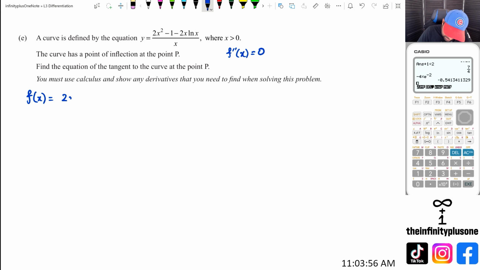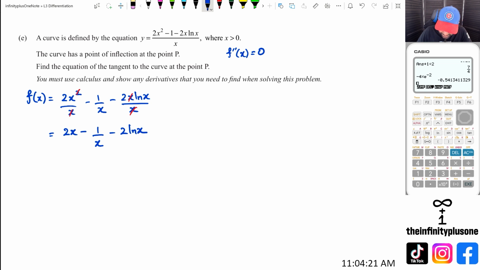So I'm going to write it like this: 2x squared over x minus 1 over x minus 2x ln of x over x. So now I can get rid of these x's here, and that becomes 1. So what I've got here is f of x is equal to 2x minus 1 over x minus 2 ln of x. Okay, so let's actually do f dash of x first.